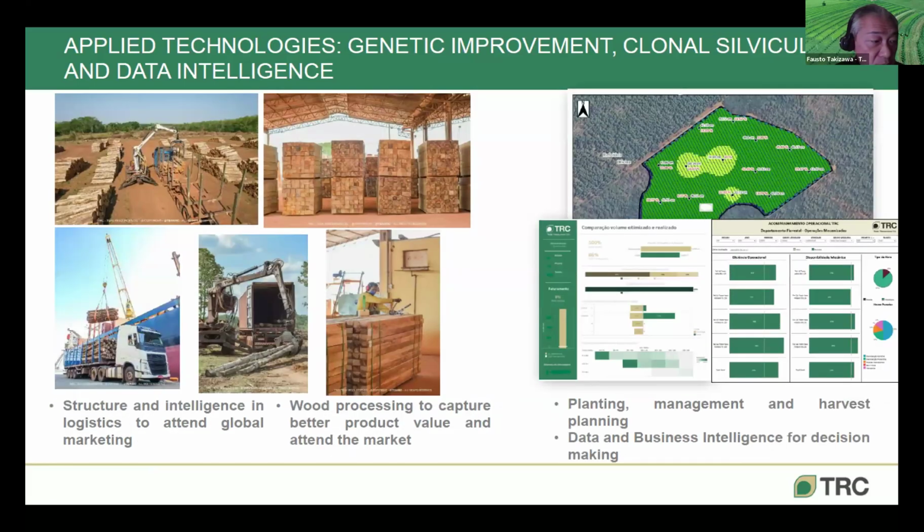Next slide, please. From the forest to the market, applied technologies connect every step. We bring intelligence to logistics, ensuring teak flows globally with precision. Through wood processing, we capture high value and meet diverse demands with strategic planning and data intelligence operations, transforming data into clear, informed decisions. This is how we turn complexity into efficiency and value into global impact.